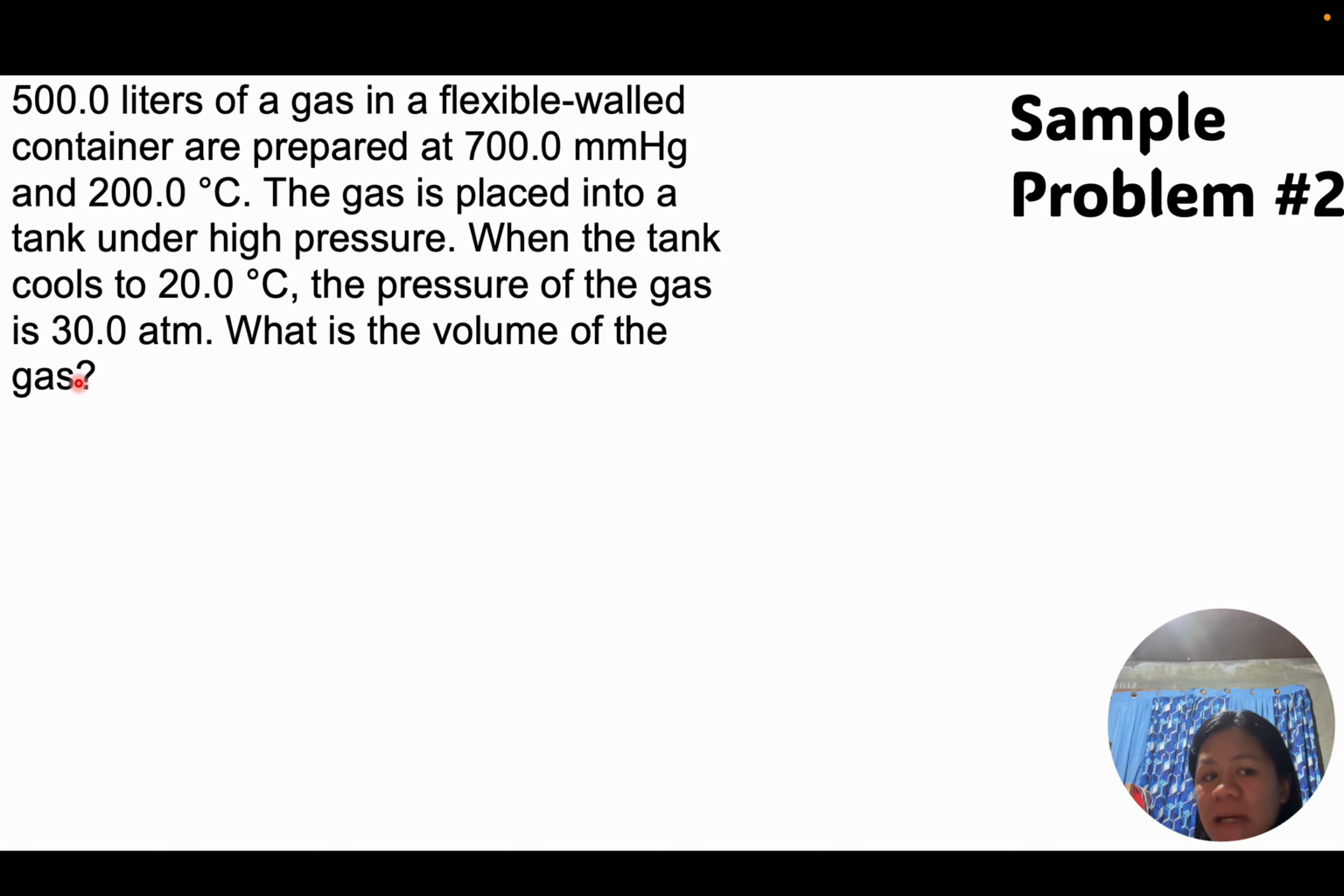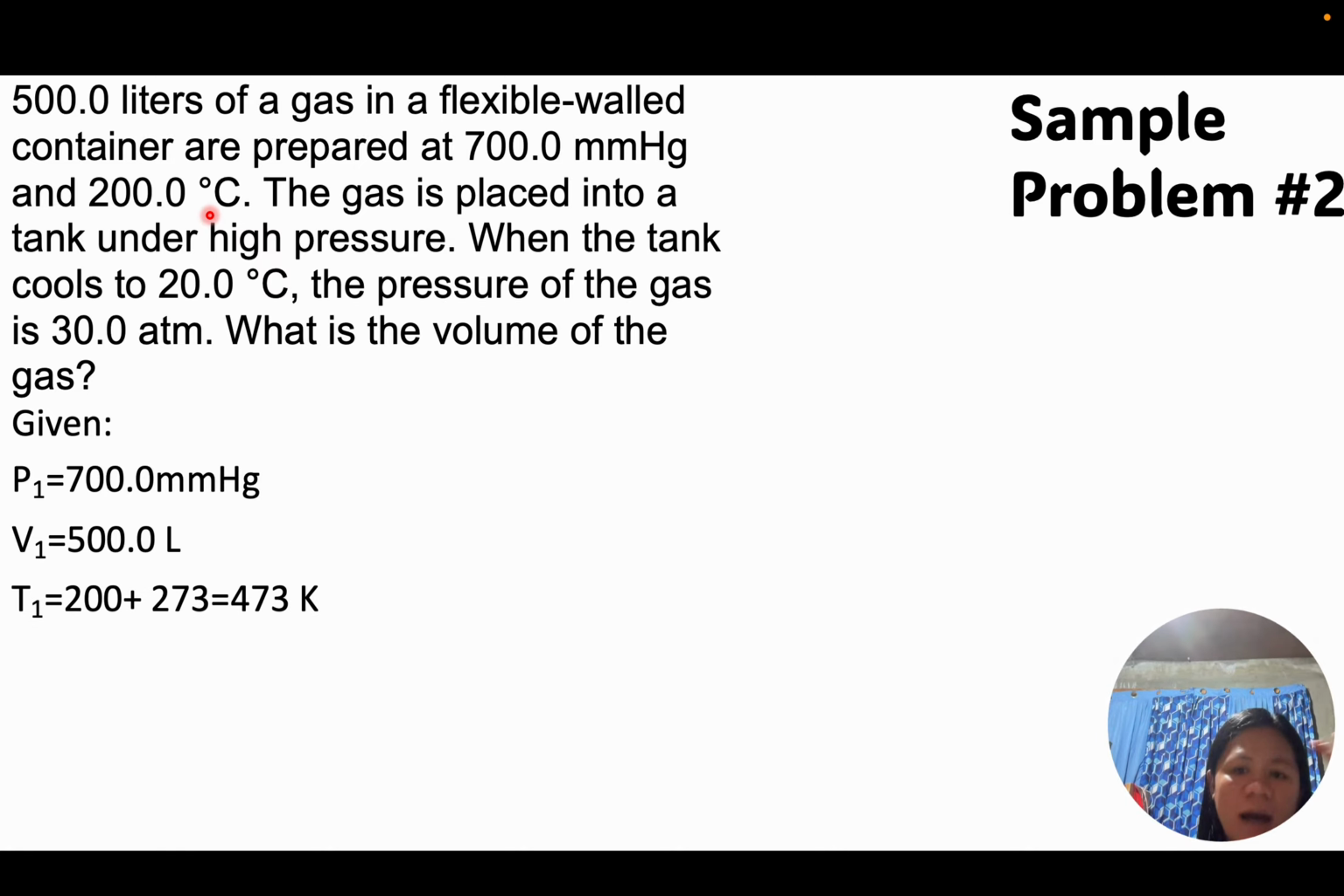So, on the question, makita natin kung ano yung hinahanap. Ang given natin, of course, first na na-mention is the liters, pero ilalagay ko muna yung pressure. Pressure P1 is 700 mmHg. Ang V1 naman natin is 500 liters. Ang T1 natin is 200 degrees Celsius, and of course, ang gagamitin natin all the time is in Kelvin na unit, kasi nga may absolute zero si Kelvin. So, 200 plus 273 is equal to 473 Kelvin.